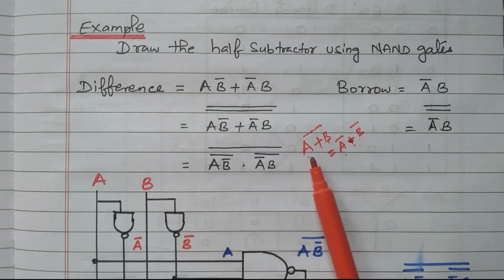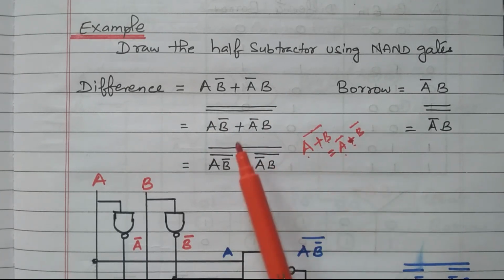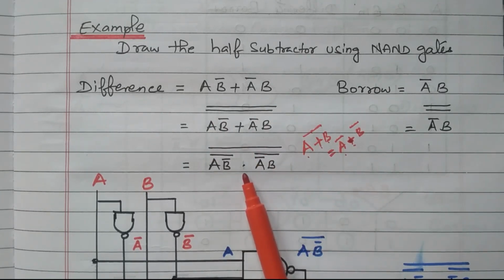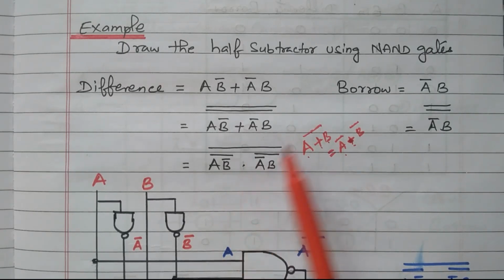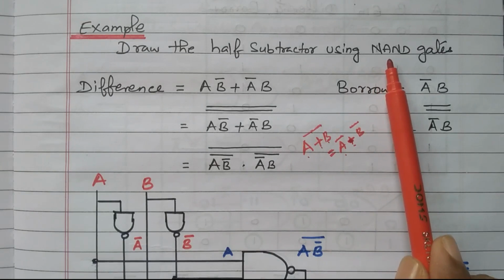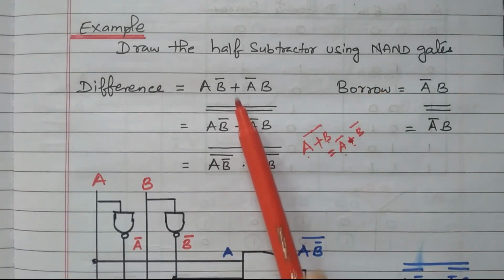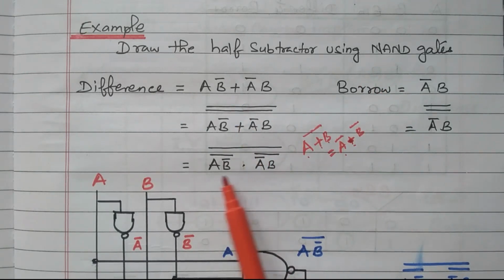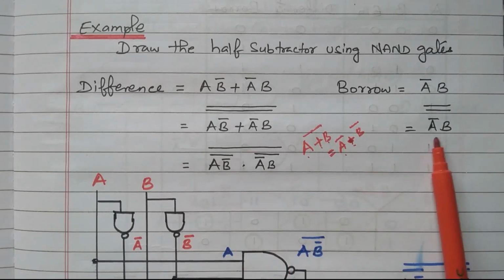By applying De Morgan's theorem, A plus B the whole bar equals A bar into B bar. This plus symbol is now converted into multiplication. See this, now all are multiplication only: A into B bar, A bar into B. Again these two are multiplied, so that can be easily implemented with the NAND gate. All are AND operations, there is no OR operation. This OR operation is now converted into AND operation, so that we can easily implement it with the NAND gate.